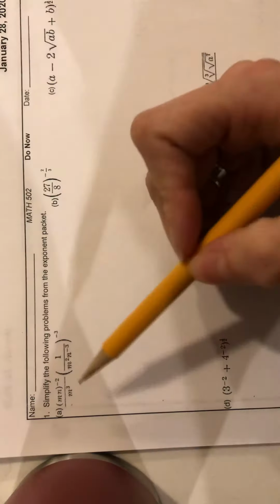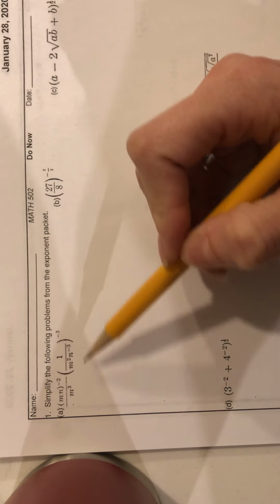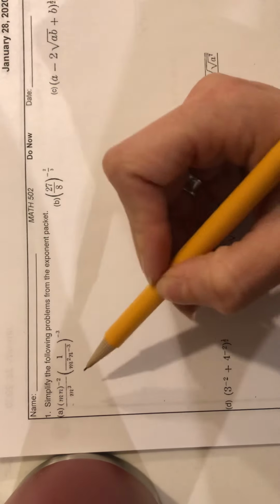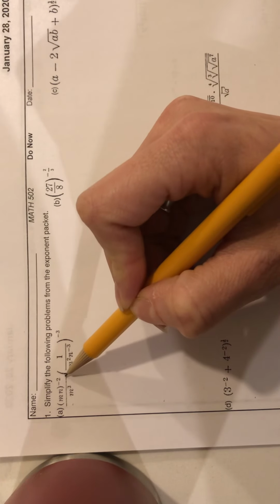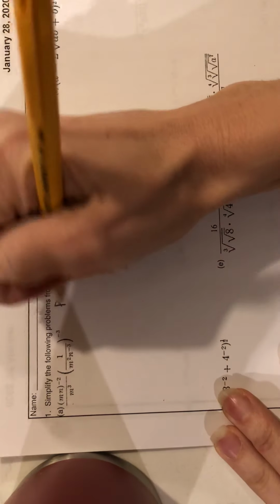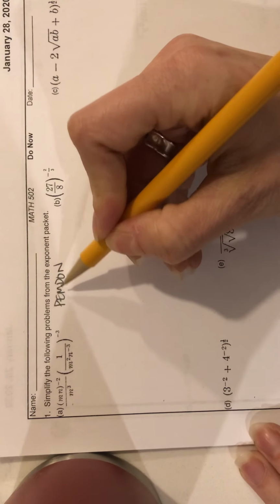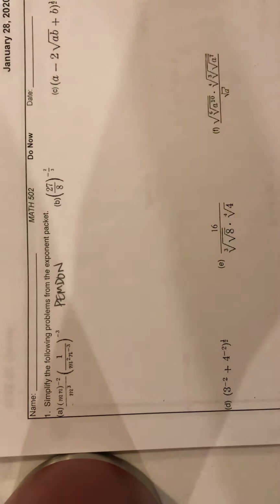All right, when we look at A, I'm seeing some negative exponents. I've got numerators, denominators, but the overarching operation that's happening here is multiplication. All right, so as I'm looking at this, I think this is probably gonna be a good candidate for PEMDAS. So remember, parentheses, exponents, multiplication, division, 0 exponents, and negatives.